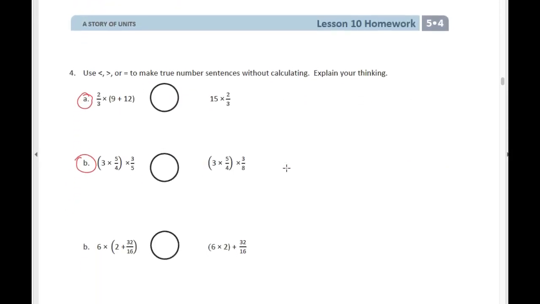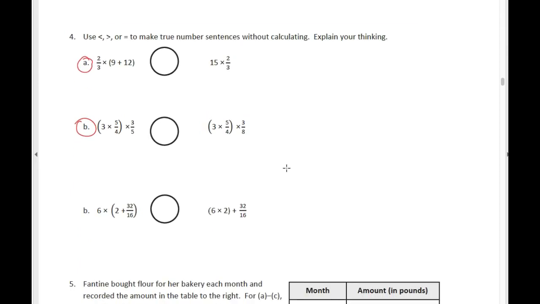Now let's take a look at these. This one's asking us to figure out without calculating. It's asking us to mental math this. So in this case, what we've got here is 2/3 times a whole number, and we've got 2/3 times a whole number. So we're going to add it to itself 15 times. What is 9 plus 12? Isn't that 21? So we're going to add 2/3 to itself 21 times over. So this is going to get bigger than this.